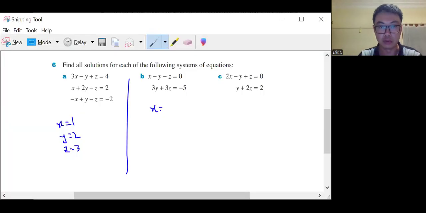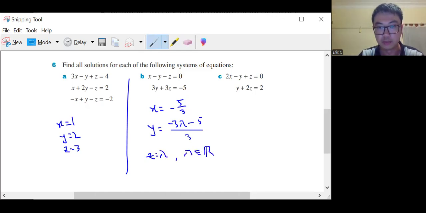So in question B, x is equal to negative 5 over 3, and then y is equal to negative 3 lambda minus 5 over 3, and then z is just equal to lambda, where lambda belongs to all real numbers. Cool. And then let's go ahead and do C.